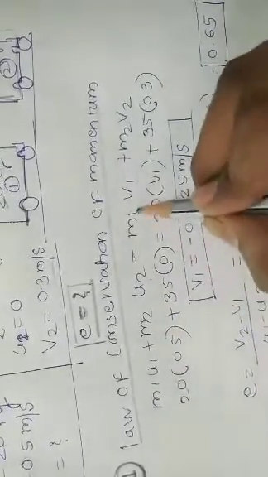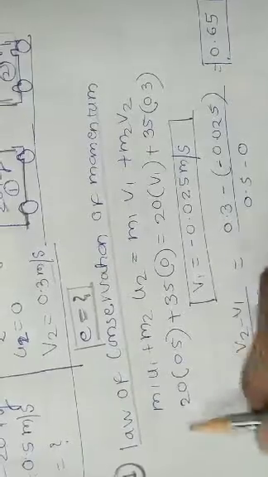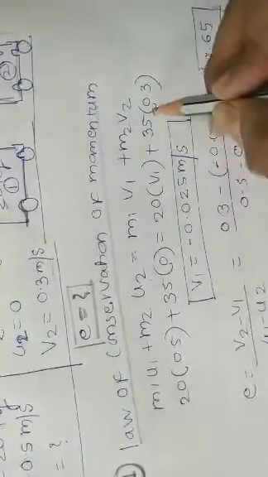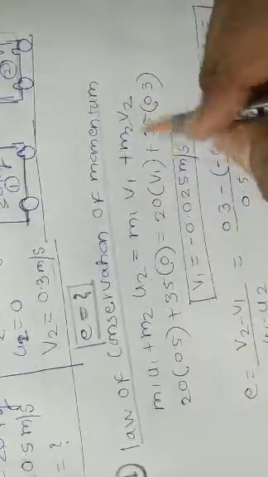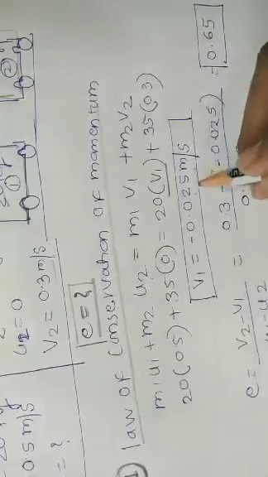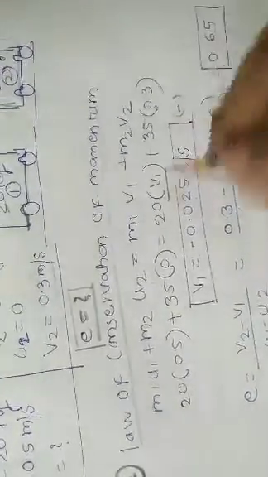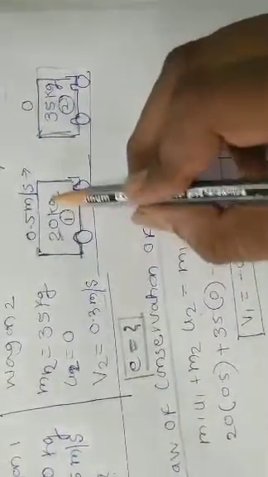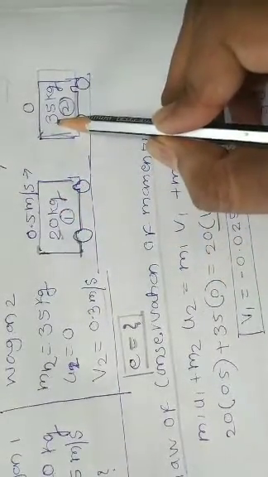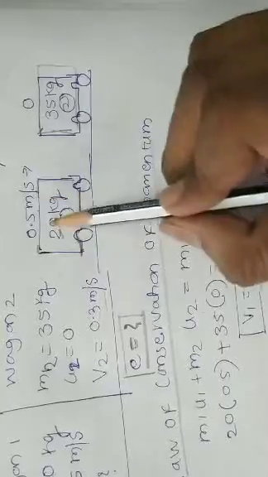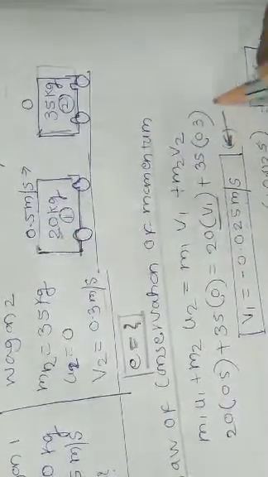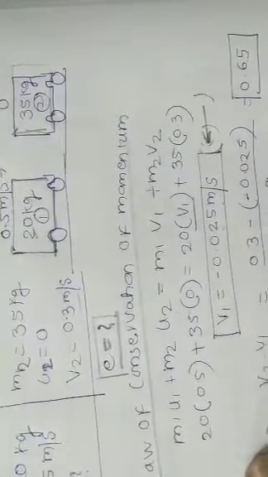m2 u2 is equal to m1 v1 plus m2 v2. We'll substitute the values in this equation and we will get the unknown value v1, and v1 is equal to minus 0.025 meter per second. This minus sign indicates that after this impact, after this 20 kg wagon collides with the 35 kg wagon, it is moving towards the left.